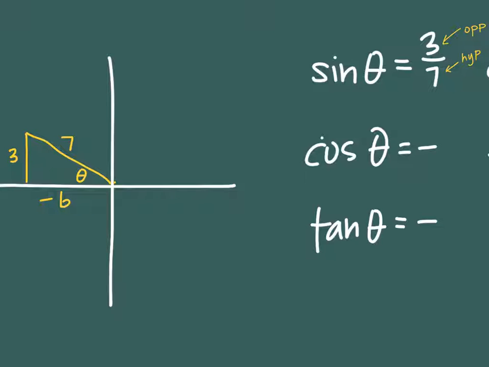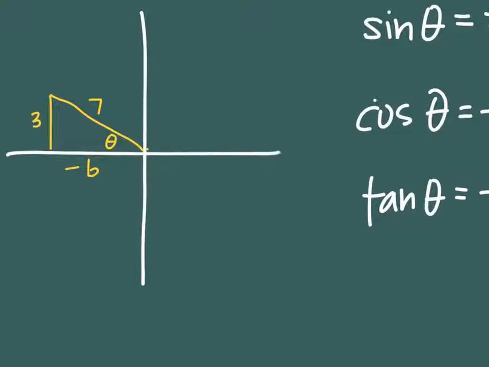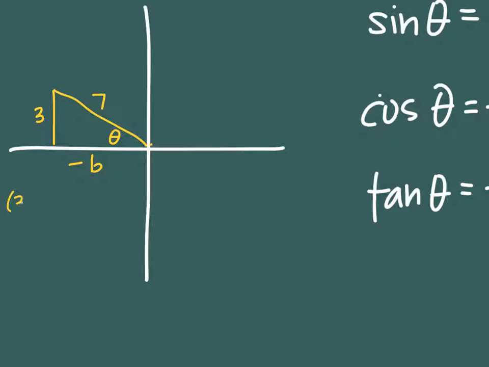So then I can do Pythagorean theorem again to help me figure out what that b needs to be. So I can have 3 squared plus negative b squared equals 7 squared. So that's 9 plus b squared equals 49. So b squared is 49 minus 9, which is 40.